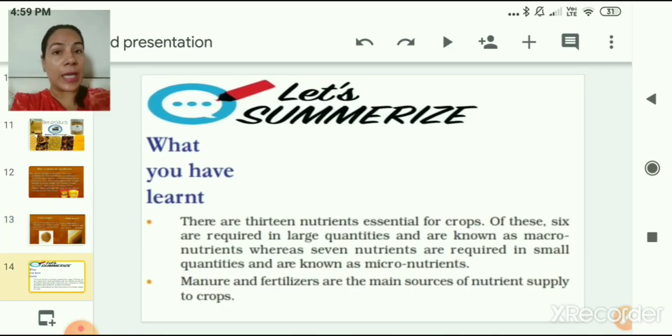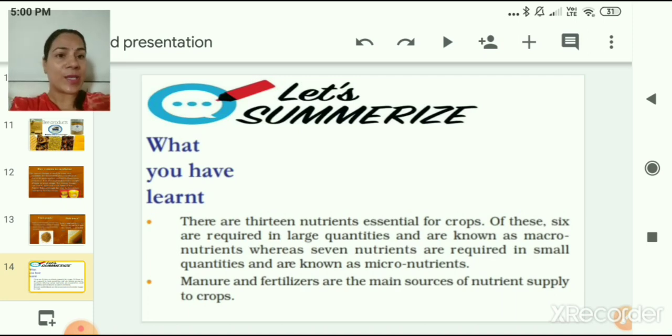Children, now let us summarize what we have studied in this chapter. We will go through all the important points one by one. So let us begin. There are 13 nutrients essential for crops. Of these, 6 are required in large quantities and are known as macronutrients, whereas 7 nutrients are required in small quantities, and these are known as micronutrients.